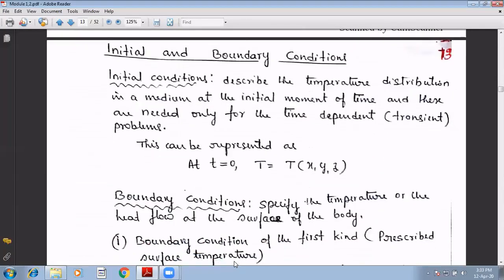Next, we come across initial and boundary conditions. In order to analyze something, we need to give some conditions. If we apply them at the boundaries of the system, they are called boundary conditions. If they are applied with respect to time, they are called initial conditions.